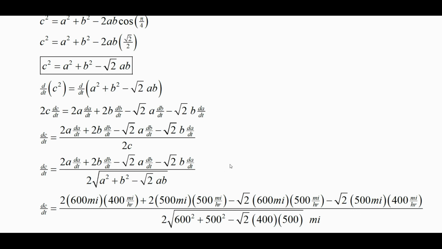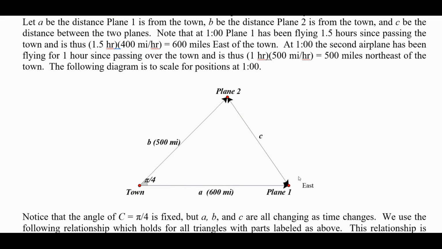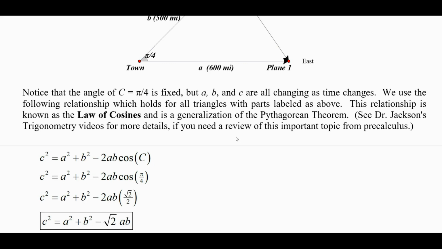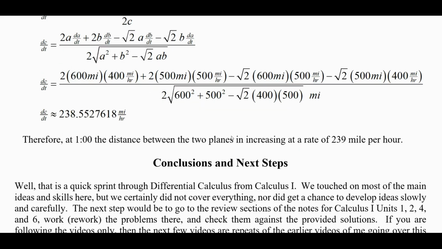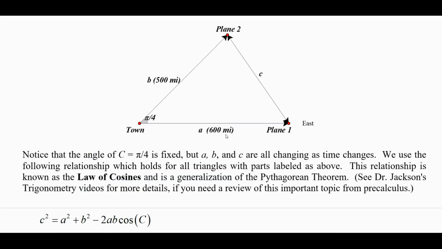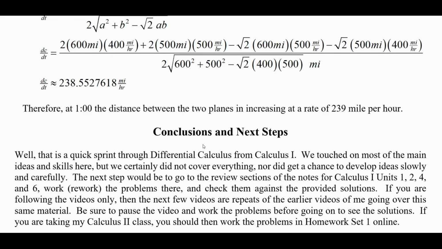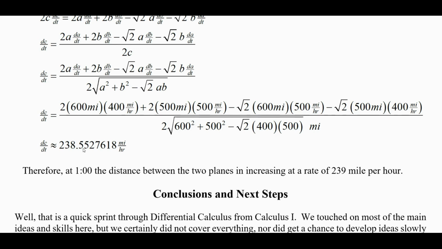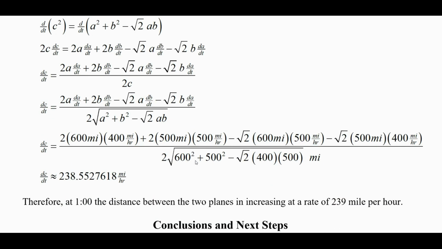Just plug in all the stuff where it goes. Just be careful that you get all things in the right places, right? dA over dt is how fast plane 1 is flying. dB over dt is how fast plane 2 is flying. And now we actually plug in the actual values of A and B that we know, and since I got everything in terms of A and B, we can just plug that in, work it out, and it turns out to be about 238.6, 239 miles per hour. Okay.